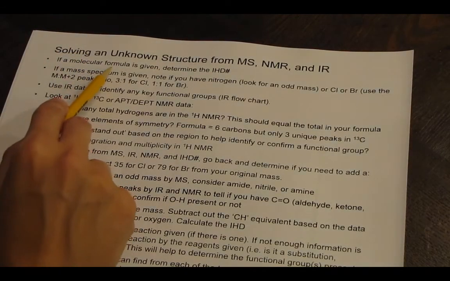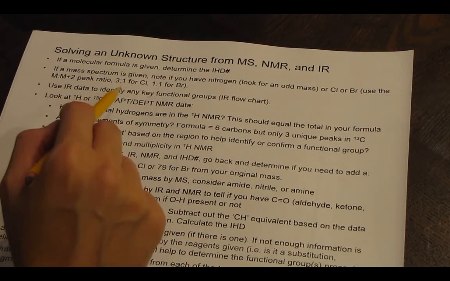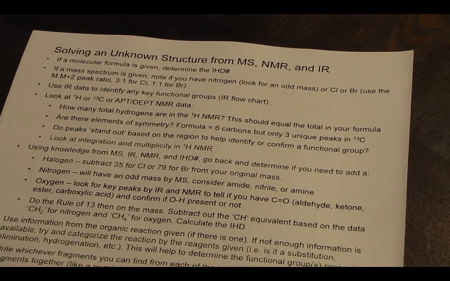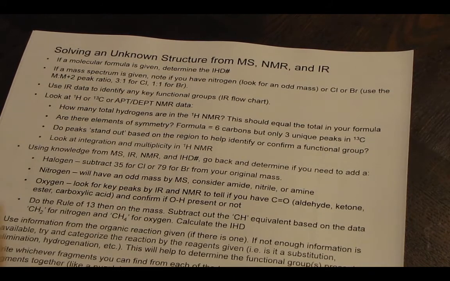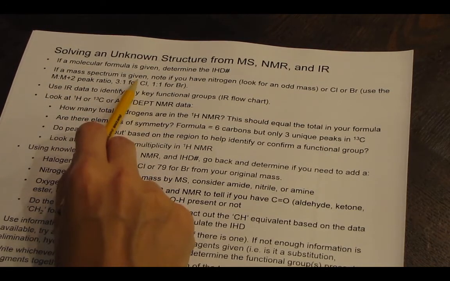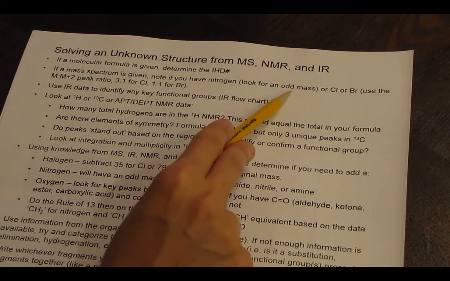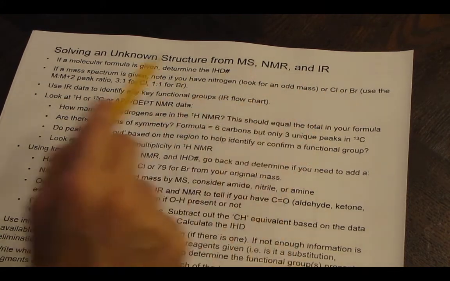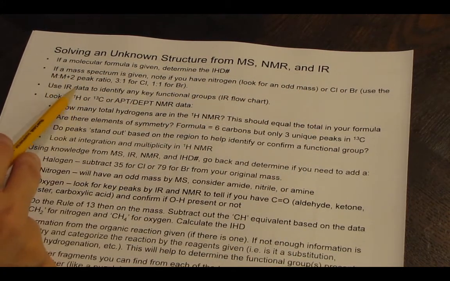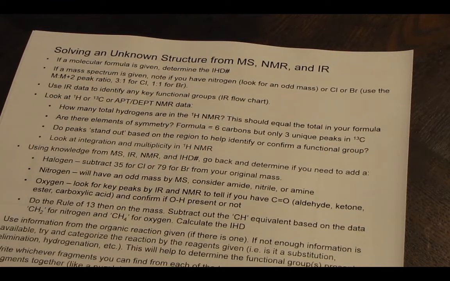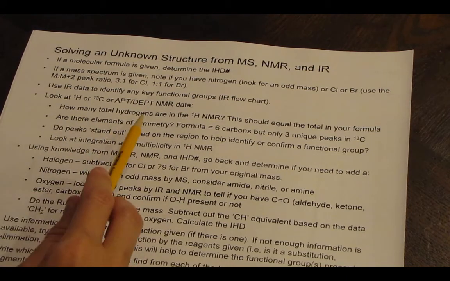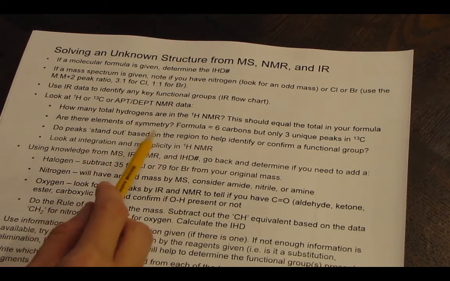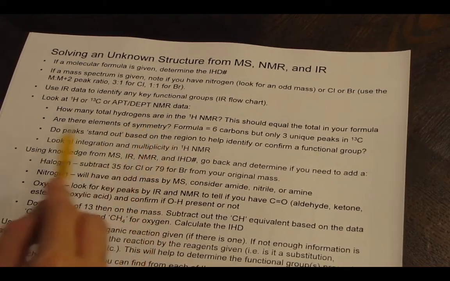If you have a molecular formula like C6H6, the first thing you can do is determine IHD. If you do not have a molecular formula, then look at the mass spectrum, because remember, this gives us the mass. It also tells us if we have nitrogen, if our mass is odd, and if we have chlorine or bromine. Use IR to get information about functional groups, and then look at your NMR spectra. Count the number of hydrogens, count the number of carbons. Are there any elements of symmetry?